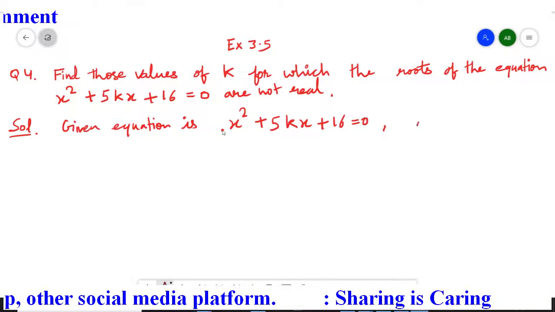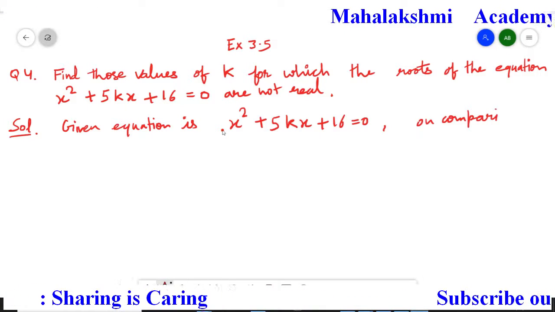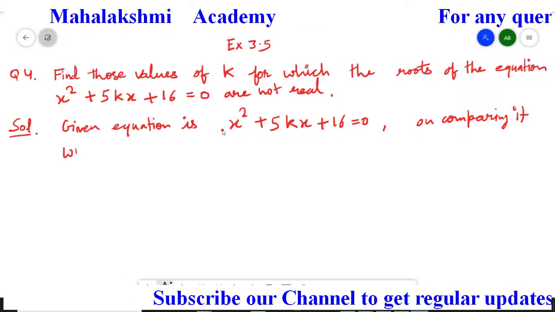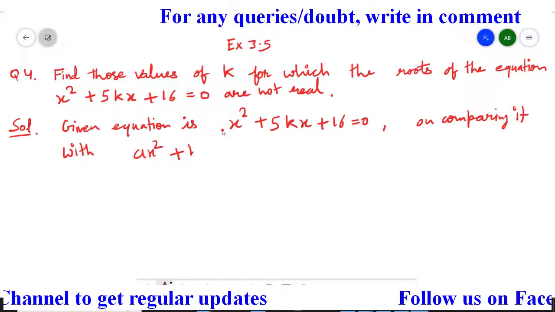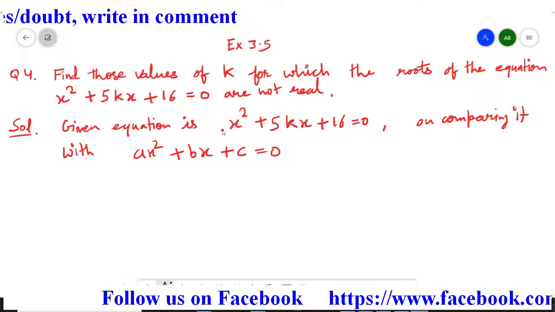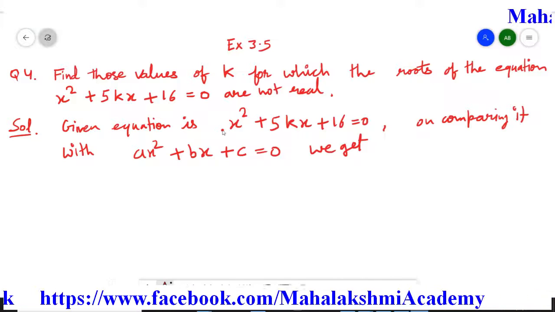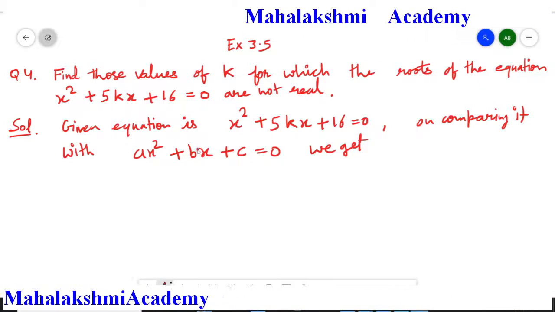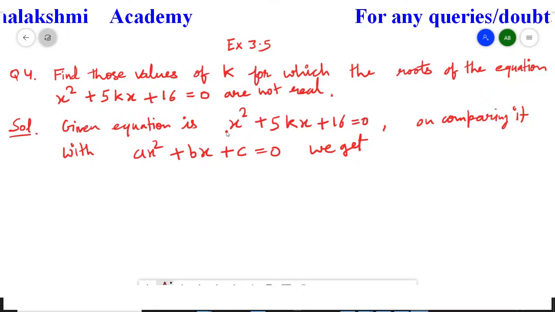Then we'll write down here, on comparing it with ax square plus bx plus c equal to 0, we get. When we compare them, we have to compare the coefficients and constants. The coefficient of x square is a, and here the coefficient of x square is 1, because nothing is there, which means plus 1 is present.